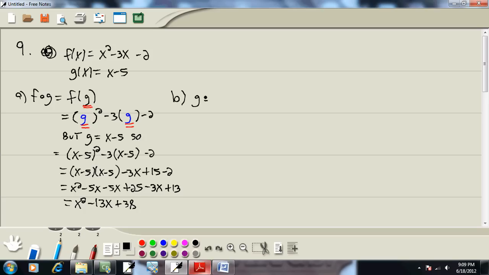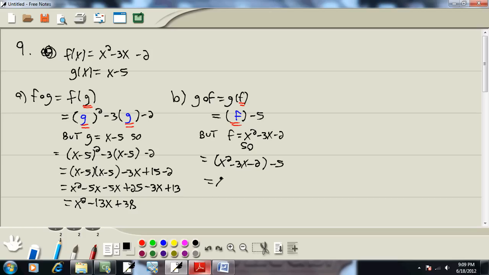Now B, we want to find the composition of g and f, which is g of f. I'll learn to speak one of these days. So we're going to take our g of x, which is x minus 5, and where our x is, we'll put in parentheses. Now again, whatever we have inside the parentheses here always goes in here. So we're going to plug in the f there. But f is equal to x squared minus 3x minus 2. So this becomes x squared minus 3x minus 2, then the minus 5 at the end.